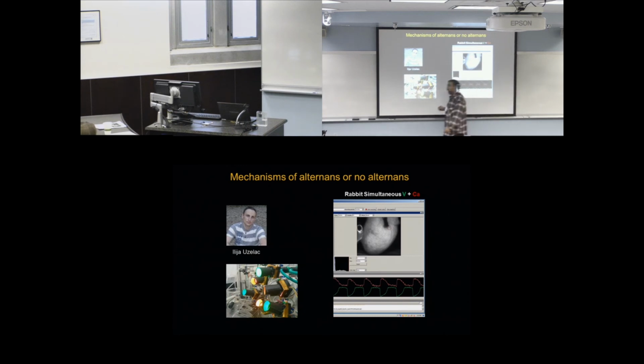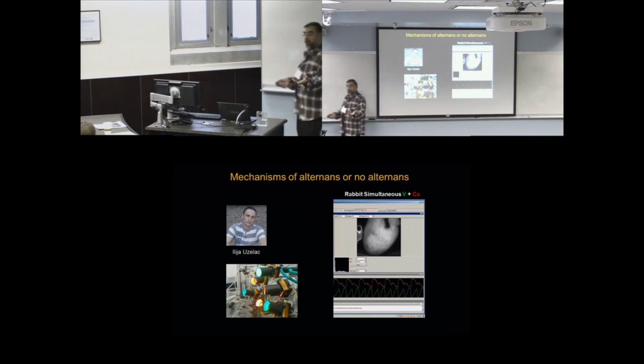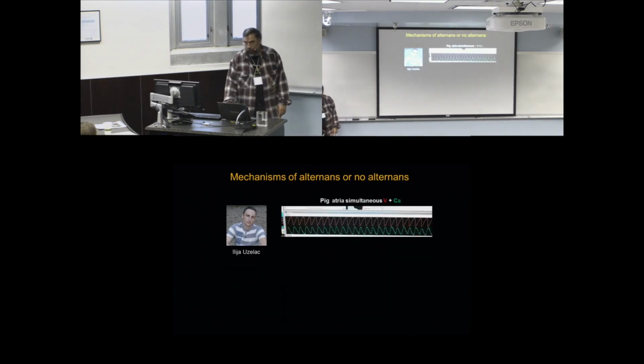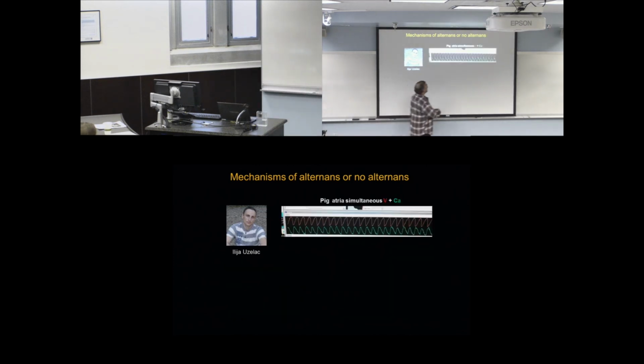So this is pacing a rabbit heart at slow frequencies. If you go to fast frequencies, you can see the alternans very nicely. You see long-short on voltage and long-short on calcium, right? That's what we see experimentally, and what you have seen in a lot of papers, and what we're trying to model. But now we're getting access to other animals, and you can see the differences. This one is a pig atria. Here you can have alternans in the calcium but almost no alternans in the voltage. The voltage has almost no change, but there's a good change in the calcium.